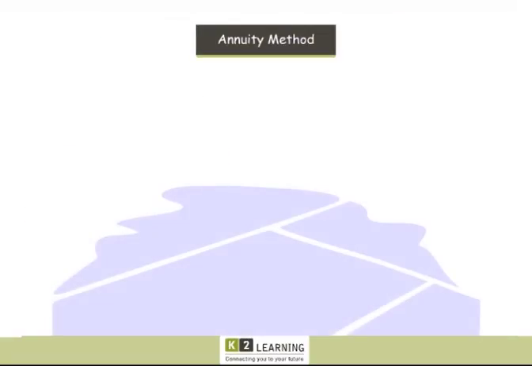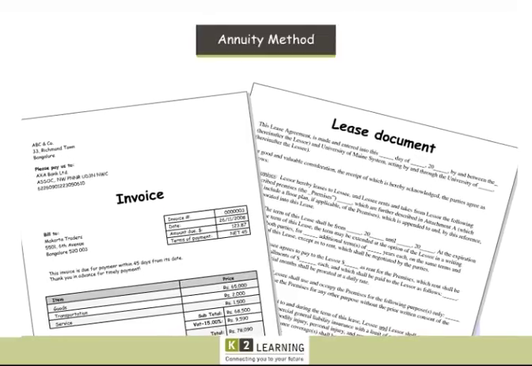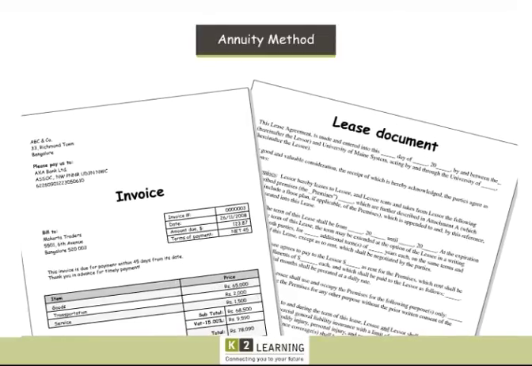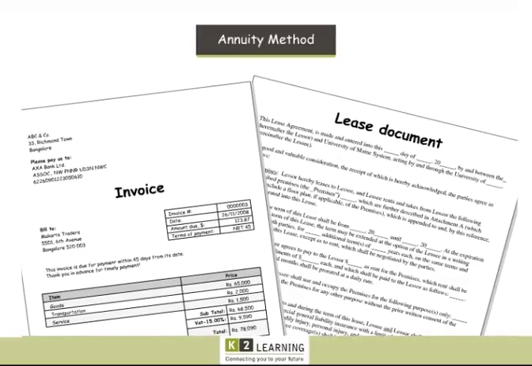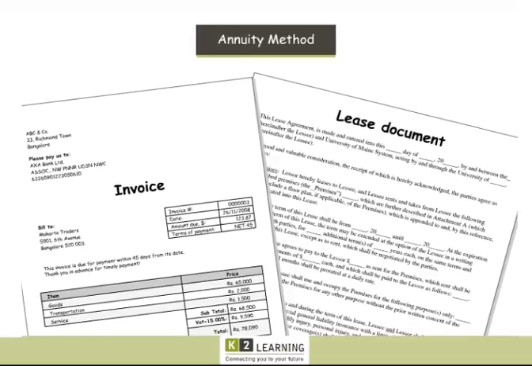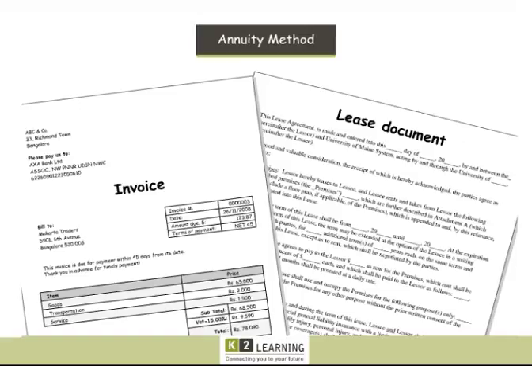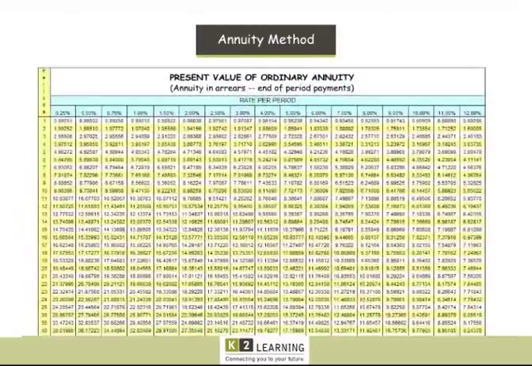The annuity method takes into account the interest on the amount invested in the purchase of the asset. It assumes that the amount invested in acquiring the asset, if invested elsewhere, would have earned interest, which must be considered as part of the cost of using the asset. The amount required to be written off every year is calculated with the help of an annuity table.